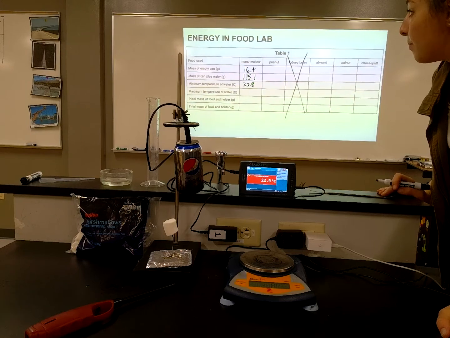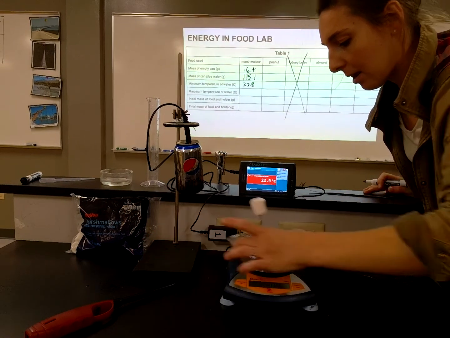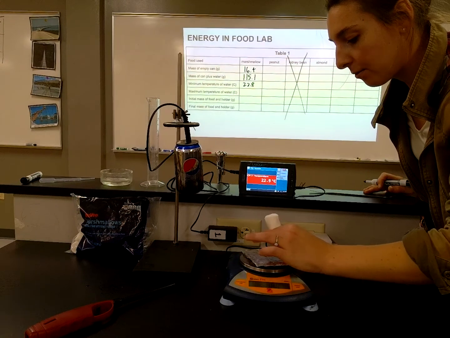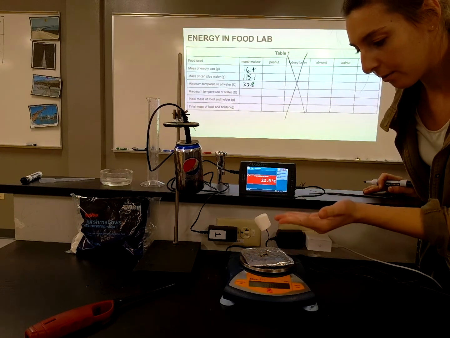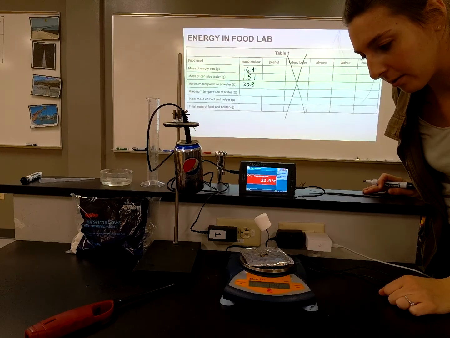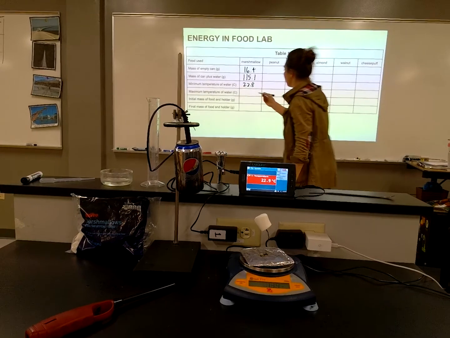All right, the last thing we need to do before we light this food on fire is figure out the initial mass of the food and the food holder. The reason we factor in the food holder is in case some of the food falls off while it's burning, we can also find the mass of those crumbs afterwards. So 13.9 is our initial mass.